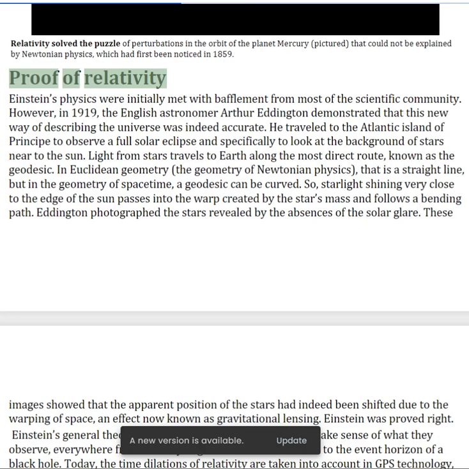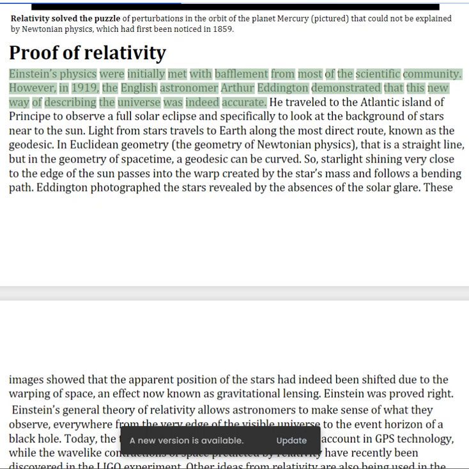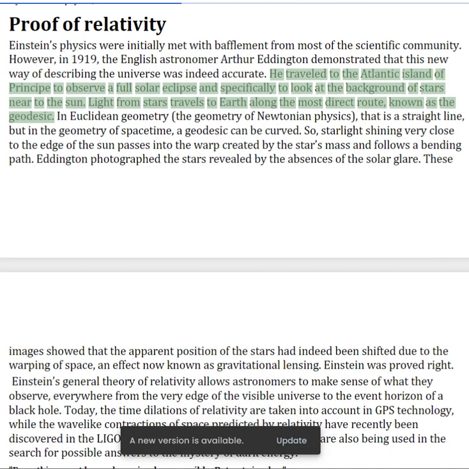Proof of relativity. Einstein's physics were initially met with bafflement from most of the scientific community. However, in 1919, the English astronomer Arthur Eddington demonstrated that this new way of describing the universe was indeed accurate. He traveled to the Atlantic island of Principe to observe a full solar eclipse and specifically to look at the background of stars near to the Sun.